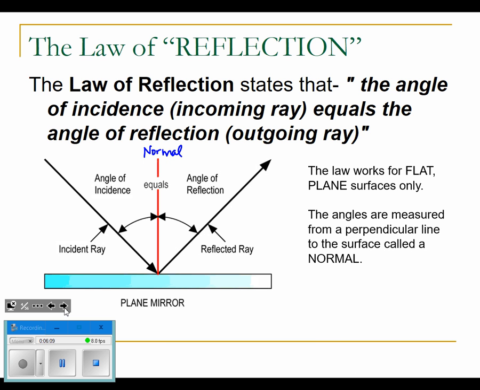So the law works on flat plane mirrors only. The angles are measured from a perpendicular line, like I said, to the surface, called the normal. We will always make that normal in the middle of the intersection where the light comes in and goes out, and then we will measure those angles accordingly. So our angle of incidence is measured from the normal over to the incident ray, and our angle of reflection is measured from the normal over to the reflected ray.